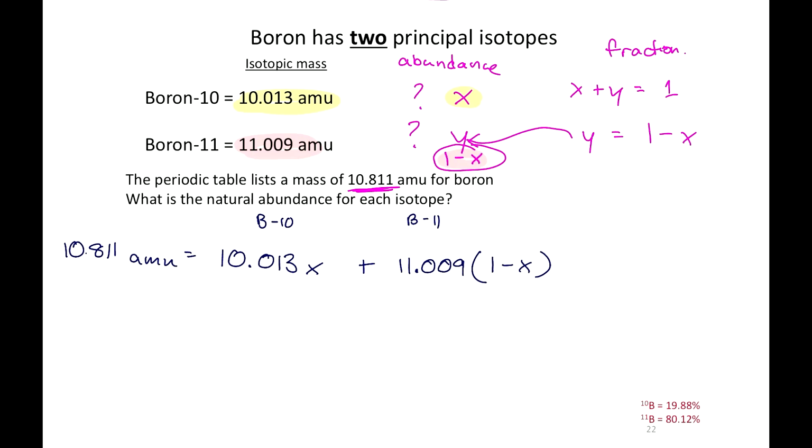And so now we solve for it, because how many variables are in here? Just one, x. But we just need to combine them all so we can solve for it. So this is just algebra, but I'll show you the steps. To combine the x terms, I'm going to distribute that 11.009. So if you distribute that, this equation becomes 10.811. I'm going to get rid of units.